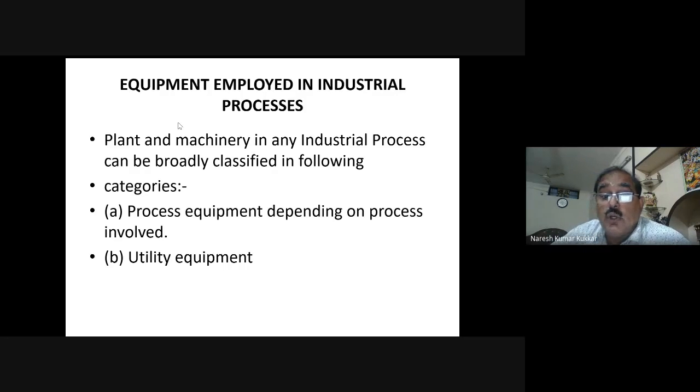Now, the second thing is utility equipment. Utility equipment we discussed on the last page of the machine tools. It means we require generating equipment, electricity, air to run the system, and a transportation system to run the system. We would also require fire extinguishers. These are the utility equipment.